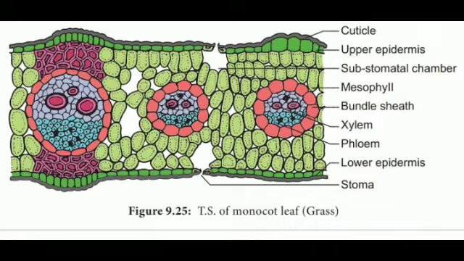A large number of vascular bundles are present, some of which are small and some are large. Each vascular bundle is surrounded by a parenchymatous bundle sheath. Vascular bundles are conjoint, collateral and closed. Xylem is present towards the upper epidermis and phloem towards the lower epidermis.